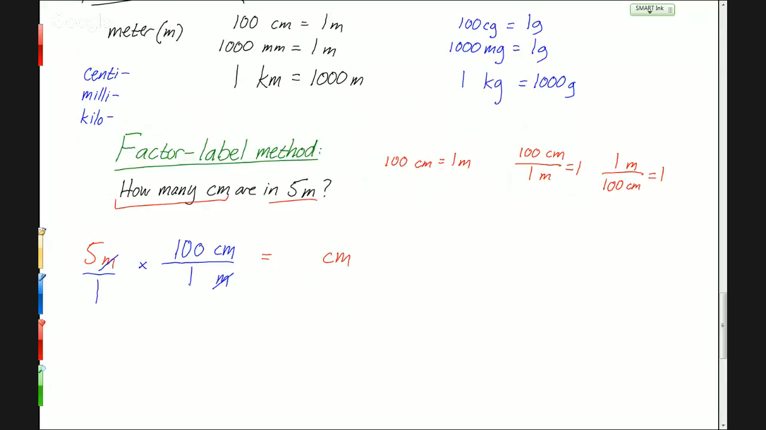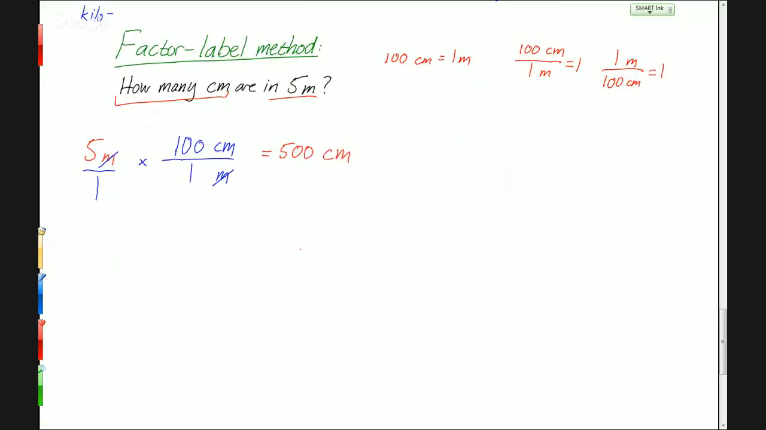And then to complete this expression, we multiply everything on the top and divide everything on the bottom. Now right here, all we have is 5 and 100 on the top. So 5 times 100 is 500. The bottom is all ones, so dividing by 1 is the same. So that means that our answer must be 500 centimeters. Okay.